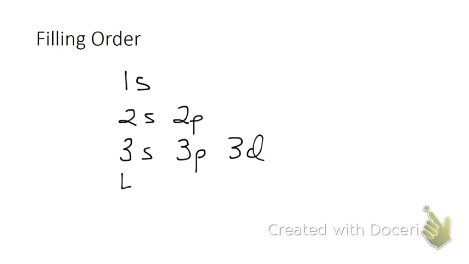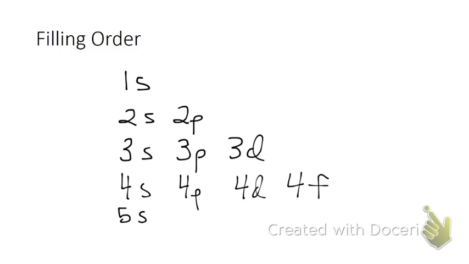Then we have a 2s and a 2p in our second energy level. In our third energy level, we have a 3s, a 3p, and a 3d. In our fourth energy level, we have a 4s, 4p, 4d, and a 4f. And if we keep going, we have 5s, 5p, 5d, 5f. There's nothing more than f.